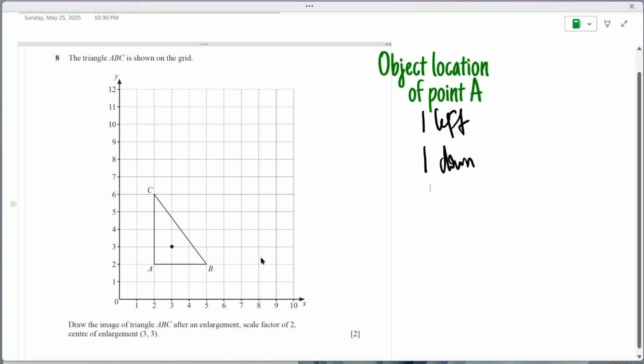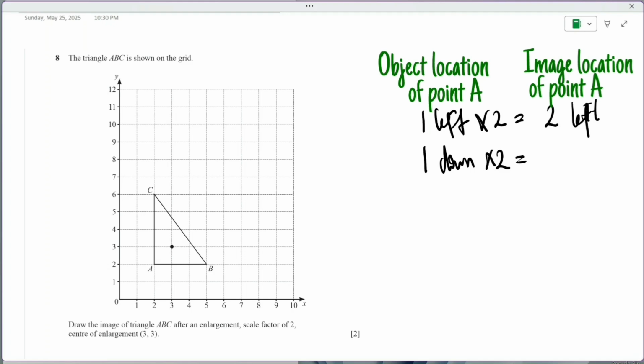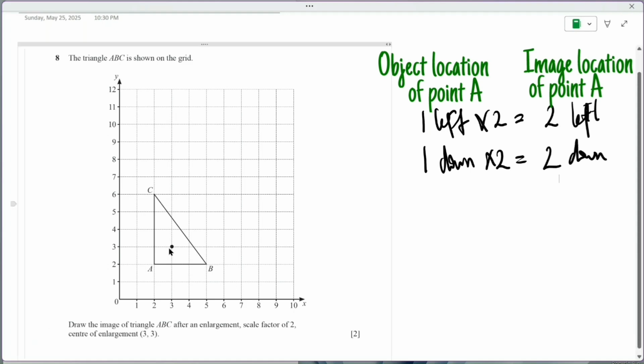If point A of the actual shape is at one left, one down, and you're enlarging by a scale factor of 2, point A on the image, that's the enlarged triangle, will be, you multiply this by the scale factor 2. 2 times 1 is 2, so 2 left. Then since it's 1 down and the scale factor is 2, you multiply by 2. If it were a scale factor of 3, you multiply by 3. Whatever the scale factor is, you multiply your movement by it. So 1 down times 2 is 2, so you go 2 down. So to locate A of the image, the enlarged triangle, from the center of enlargement, you move 2 steps left, 2 steps down.